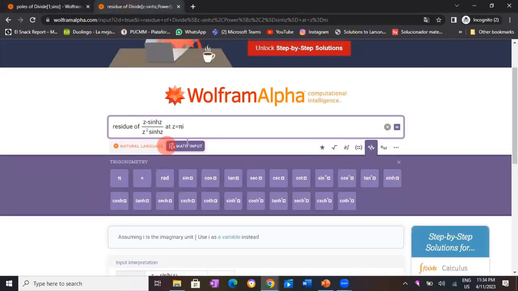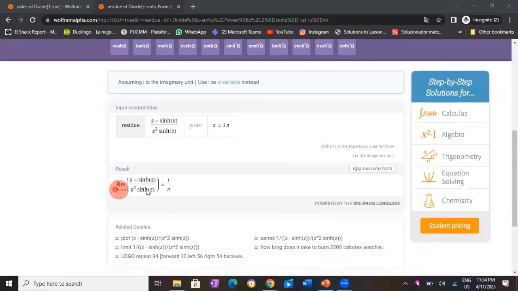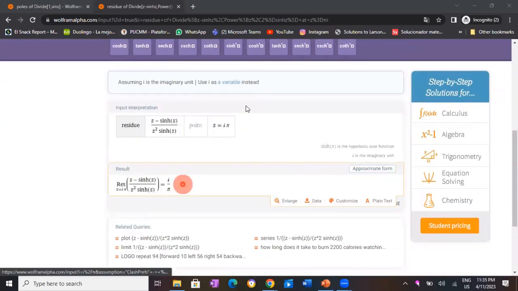And with the other exercise, where we had to find the residue of this function at z equals pi i, when we enter that, we get through WolframAlpha that it's going to be i over pi, just the way we did it.